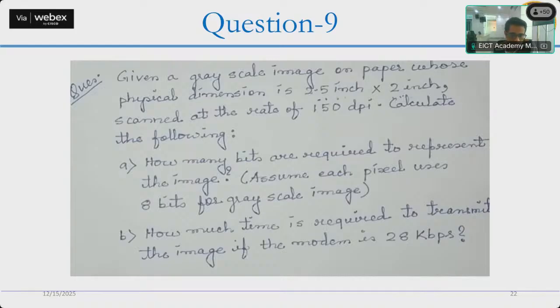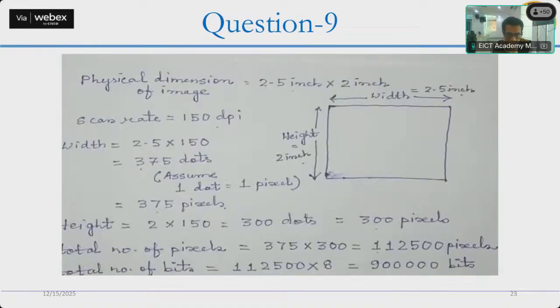So it is like the first problem that we initially discussed. What has been shown here is the physical dimension: this is the 2 inch height, and this is the width.